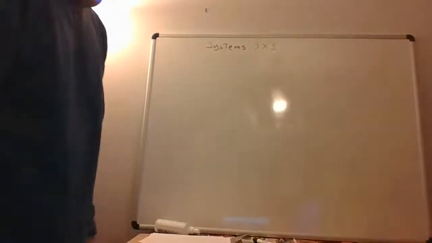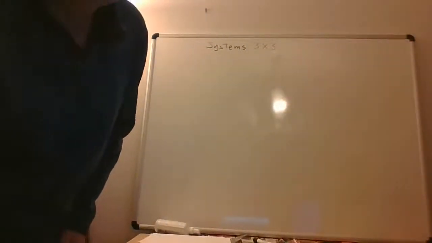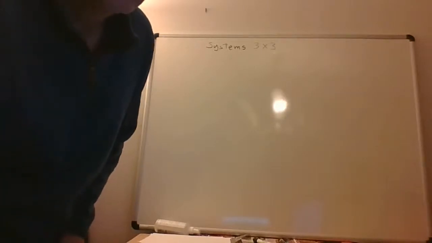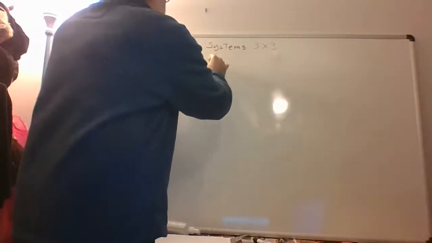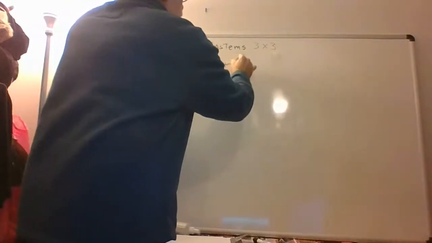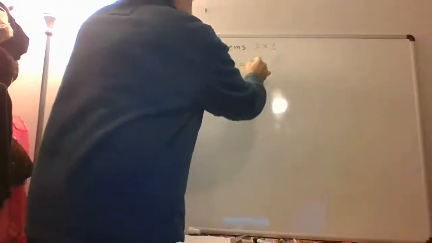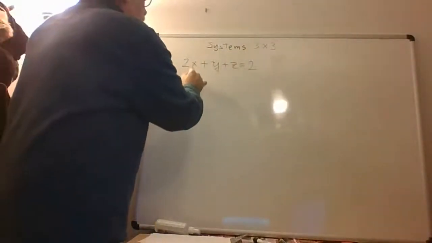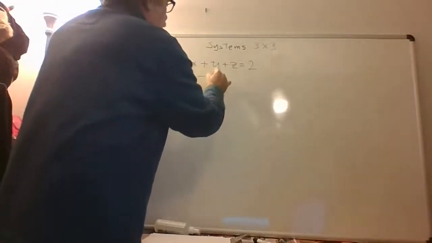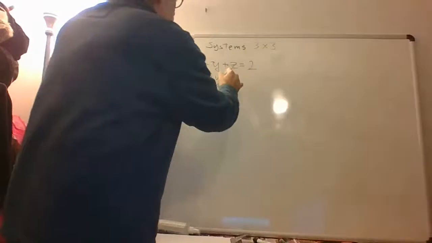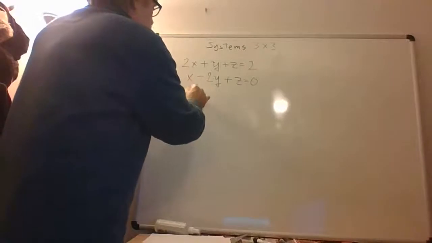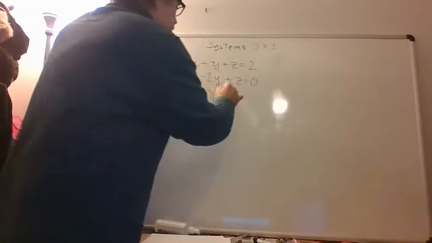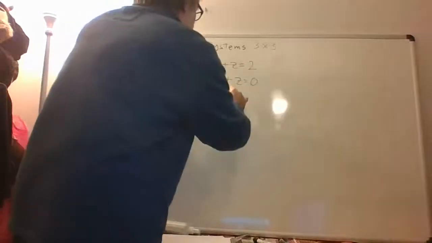So the second example is also a system of 3 by 3, and it goes like 2x plus y plus z is equal to 2, and then I have 2 more equations. So these are planes: minus 2y plus z is equal to 0. And the third equation says x minus y plus 2z is equal to 4.